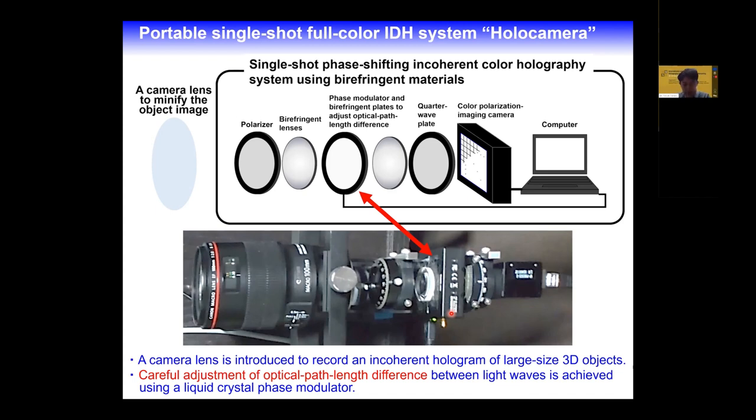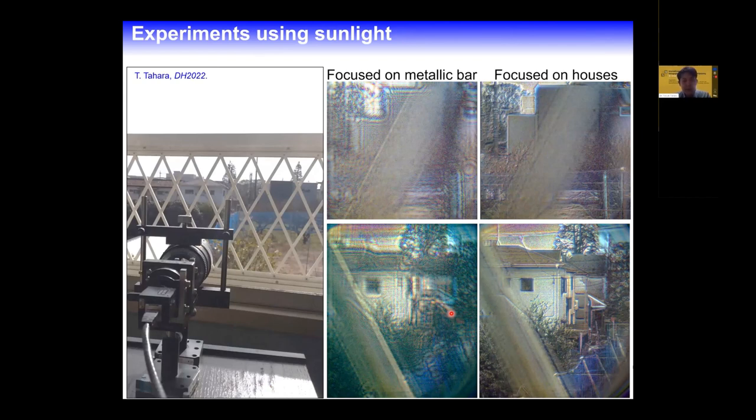This slide shows an experimental demonstration of a holo camera with sunlight. We have conducted this experiment in my house. From my house, I have captured other buildings and a symmetric path. Using this holo camera, three-dimensional information of the metallic bar and houses can be reconstructed using diffraction integrals. So we have achieved super holographic imaging with sunlight.